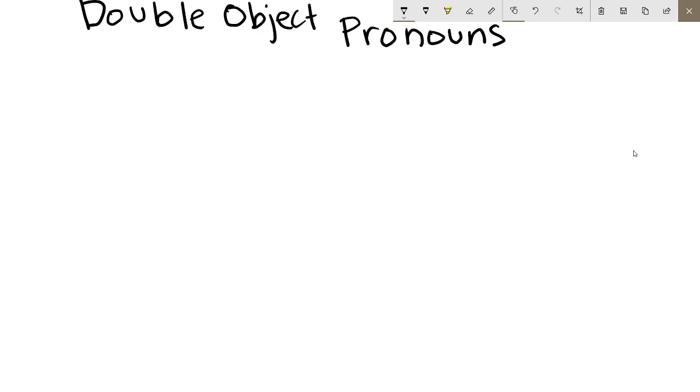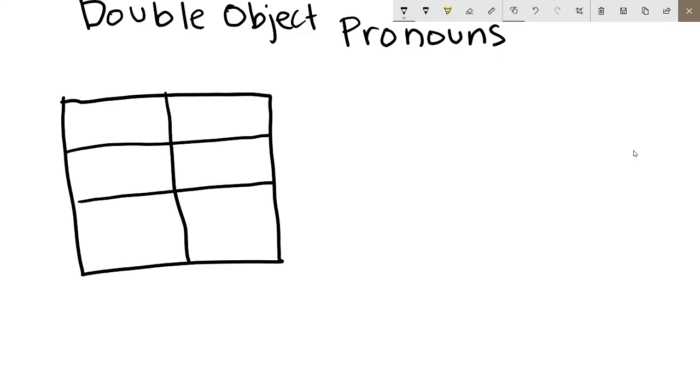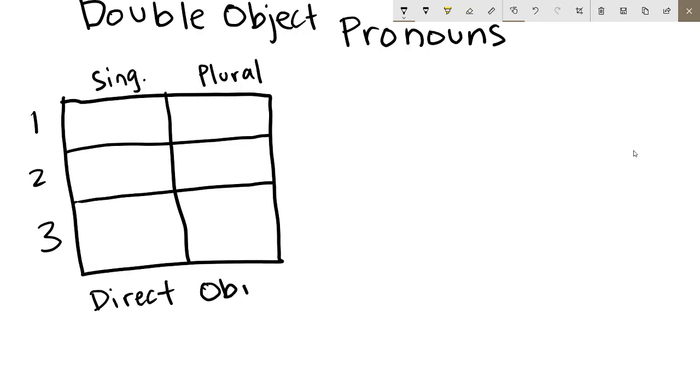But before I get into double object pronouns, I want to get into what direct and indirect object pronouns are. So I'm going to draw a grid, and each cell in the grid is going to represent a different subject in Spanish. So this is first, second, third person, singular, plural. Okay, this is going to be my side for direct object pronouns.